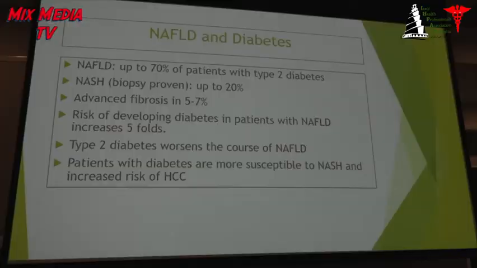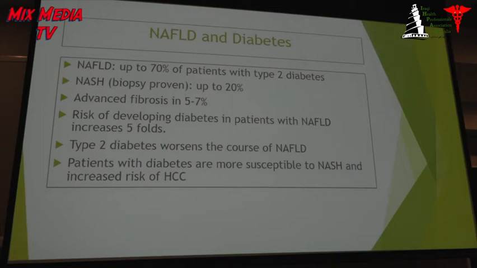So what about NAFLD, or non-alcoholic fatty liver disease, and diabetes? Up to 70% of people with diabetes will have fatty liver disease, and that's much higher than the general population. Biopsy-proven non-alcoholic steatohepatitis, or NASH, is present in about 20%, and advanced fibrosis in 5 to 7% of diabetics. The risk of developing diabetes also increases in patients with non-alcoholic fatty liver disease by about 5-fold.